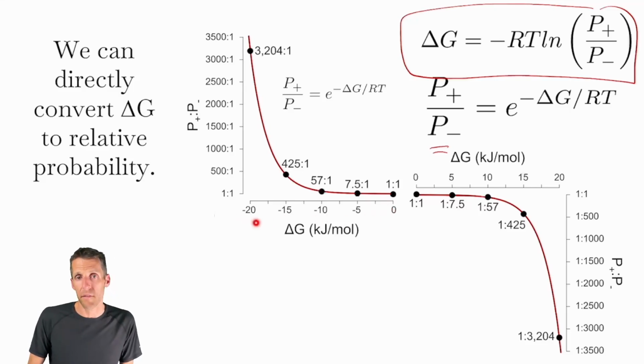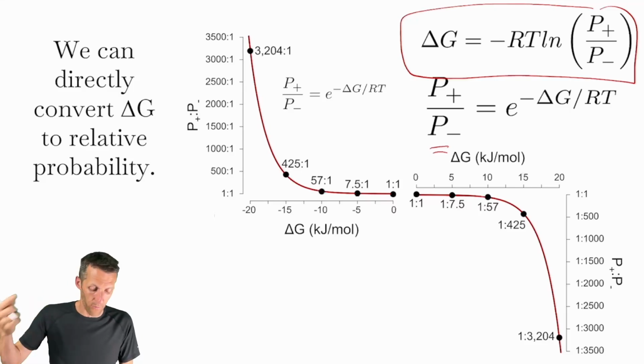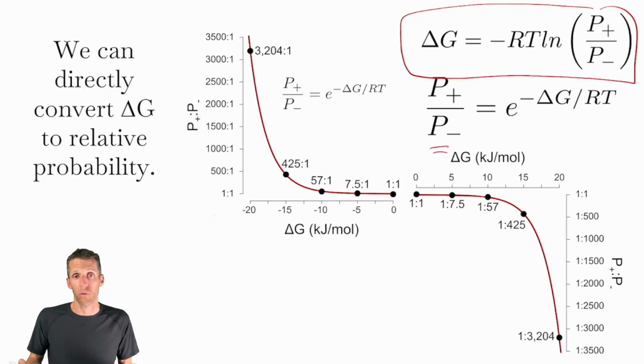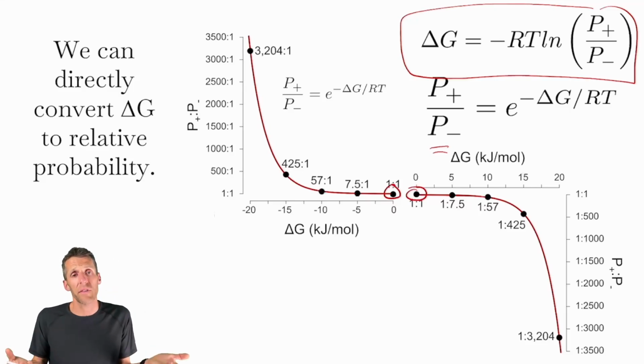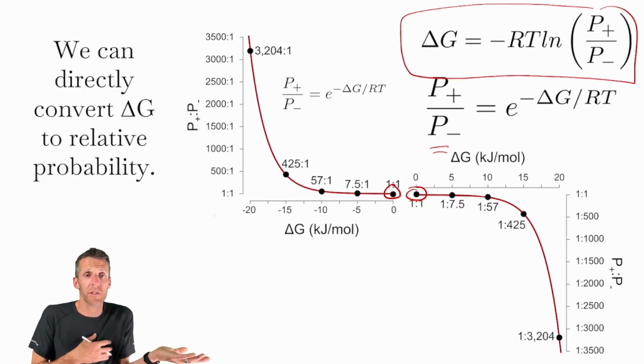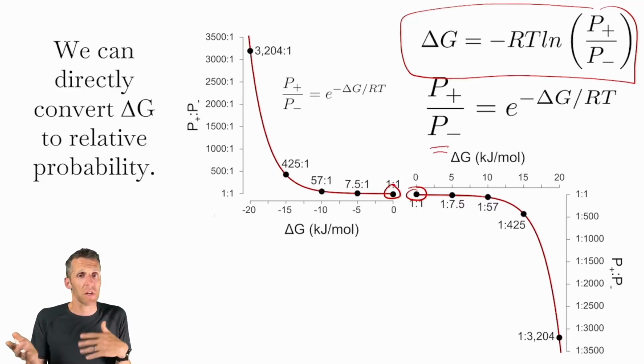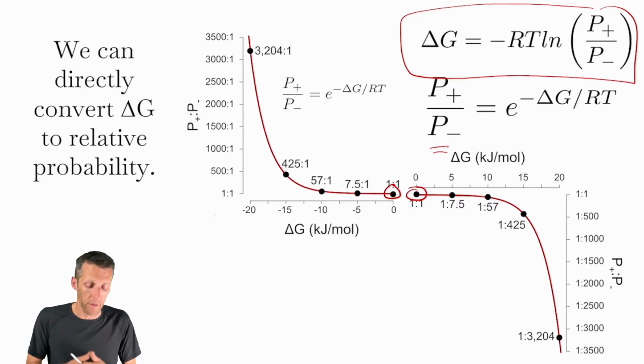So on this axis, I've got delta G going from negative 20 to 0 here, and then from 0 to 20 here. And then on this axis, I'm plotting the ratio of the forward to reverse reaction. And hopefully what you can see here is that if you're at this 0 point, you've got 50-50 odds, right? That's just saying, I don't know whether it's going to go forward or backwards. The odds are 50-50. There's no bet that I could make better than 50-50.